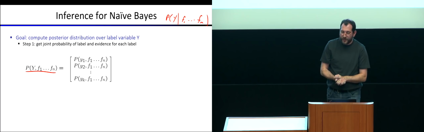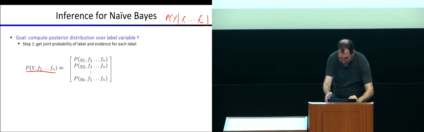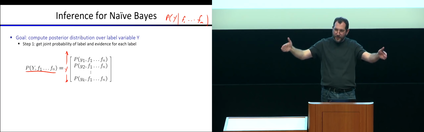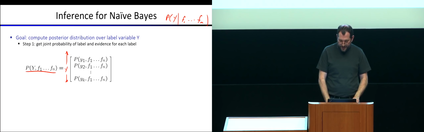Well, what is that? If that were a lowercase y, it would be a scalar. It would be an entry of the joint probability table. Since it's a capital Y, it's a vector, right? So it's a one-dimensional vector here that has an entry for each value of y. So there's p of y1 and the features, p of y2 and the features, p of y3, and so on. If I had all of these probabilities and I normalized, I would have the conditional probability of the class given the features. All right, so this is what I'm looking for. I'm looking for this vector of probabilities of feature and class.